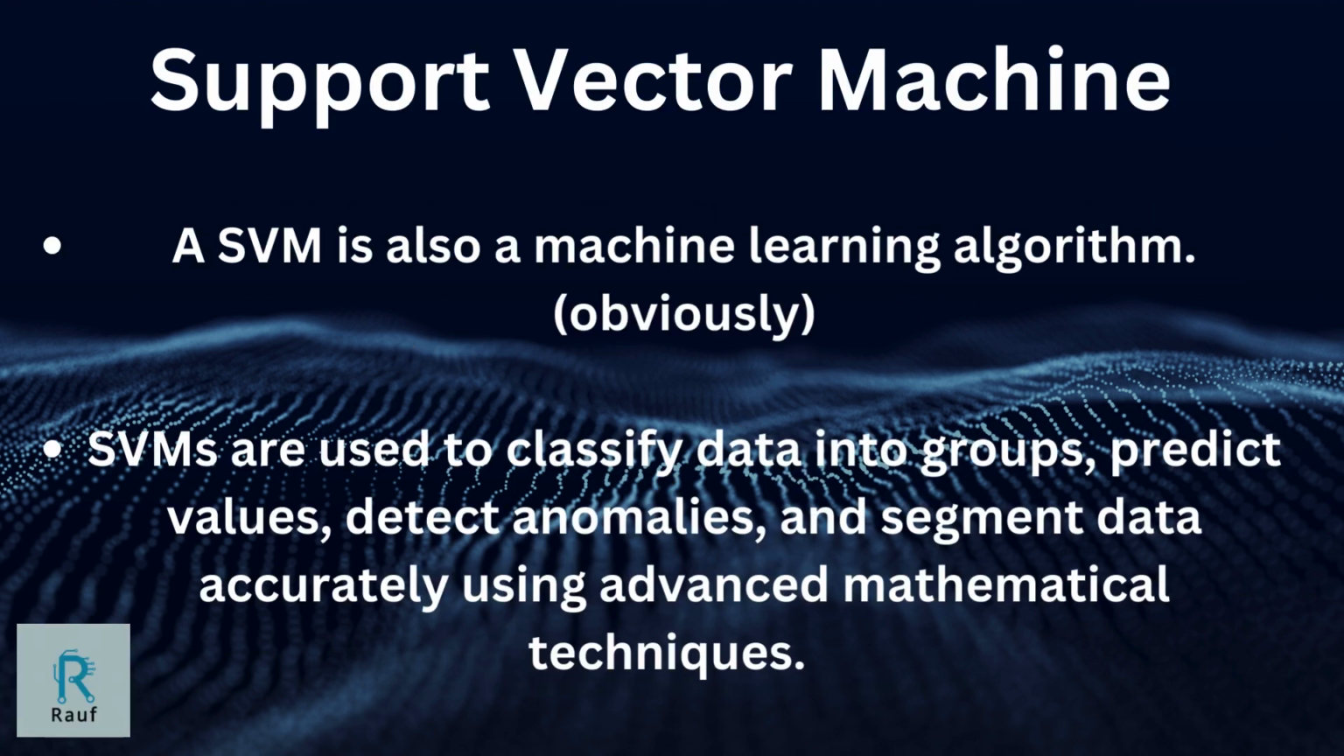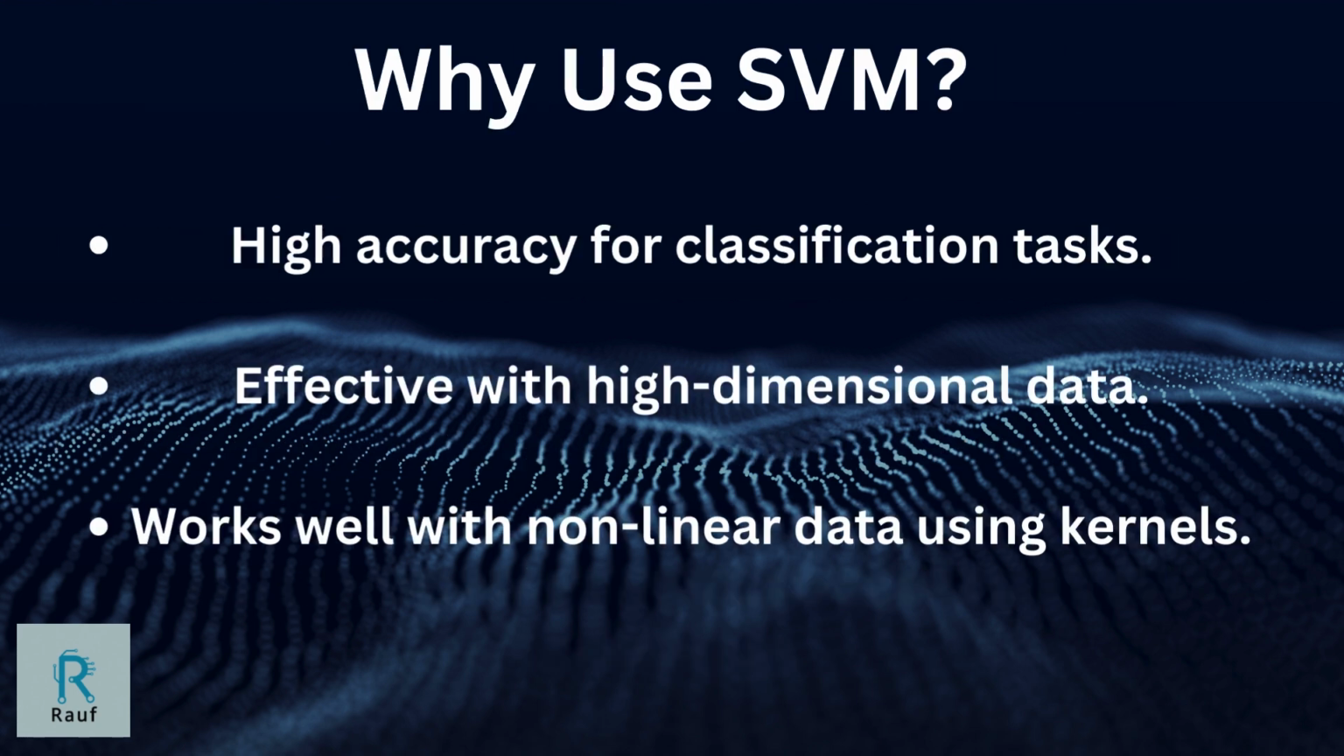So first of all, what is support vector machine or SVM? An SVM is also a machine learning algorithm, like the other one we saw, random forest. SVMs are used to classify data into groups, predict values, determine anomalies, and segment data accurately using advanced mathematical techniques.